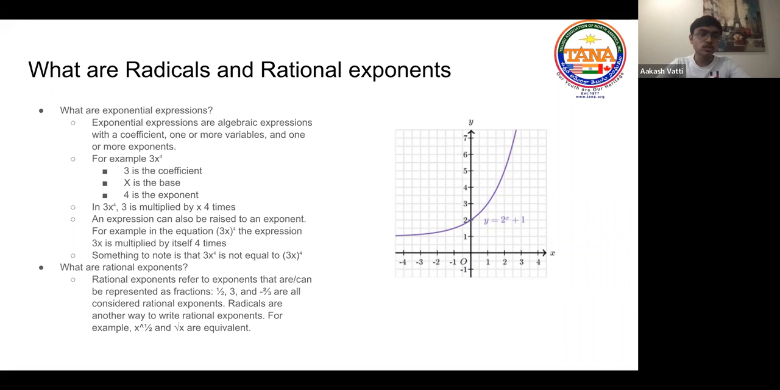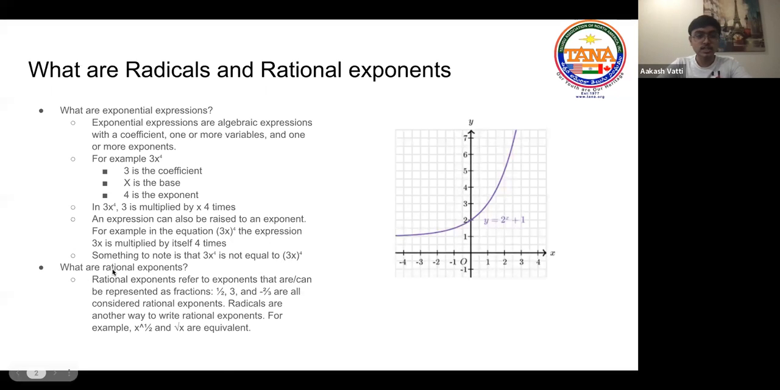An expression can also be raised to an exponent. For example, 3x can be raised to the fourth power. So the expression is 3x multiplied by itself 4 times. Something to note is that 3x to the fourth is not equal to (3x) to the fourth, because in one of them you're only multiplying x by itself 4 times, but in the other one you're multiplying the entire expression by itself 4 times.